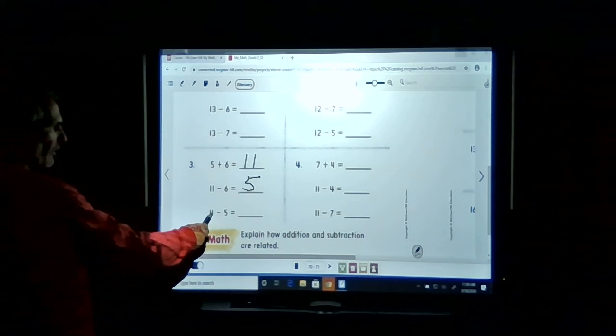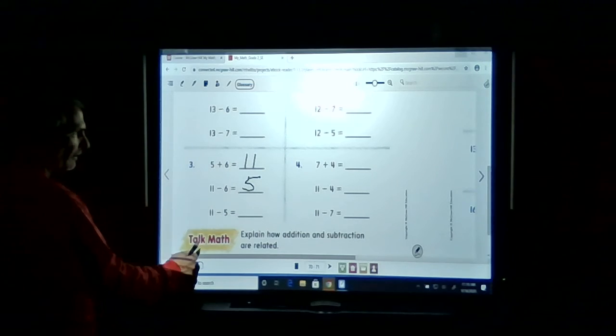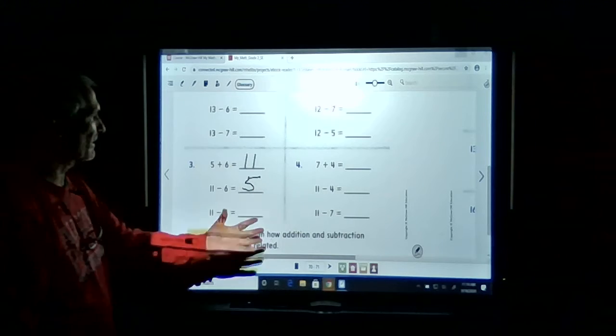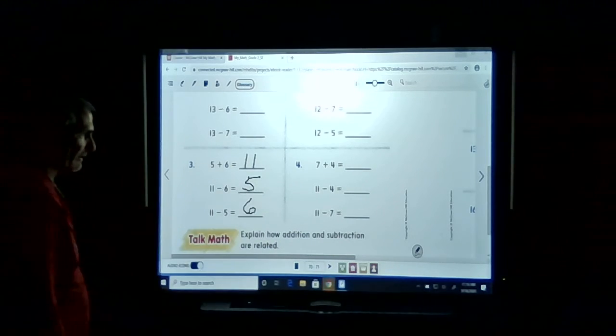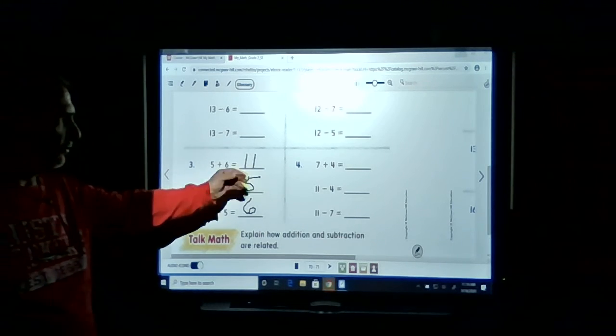But if we first start with 11 and take away the 5, then 11 minus 5, 11, 10, 9, 8, 7, 6. But if I know this, I can get the answers fast. Related facts. Know your addition, then you know your subtraction.